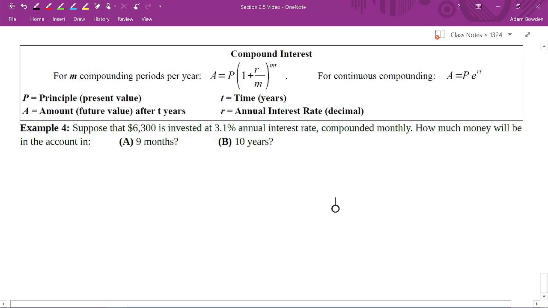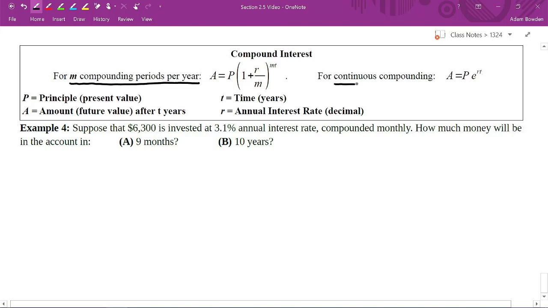Here we're going to talk about the topic of compound interest. And for compound interest, we have a formula that works along the same lines as the exponential functions, basically. There's exponents involved. It goes A equals P, then parentheses, 1 plus r over m, close parenthesis, all raised to the mt power. That's for something called m compounding periods per year.